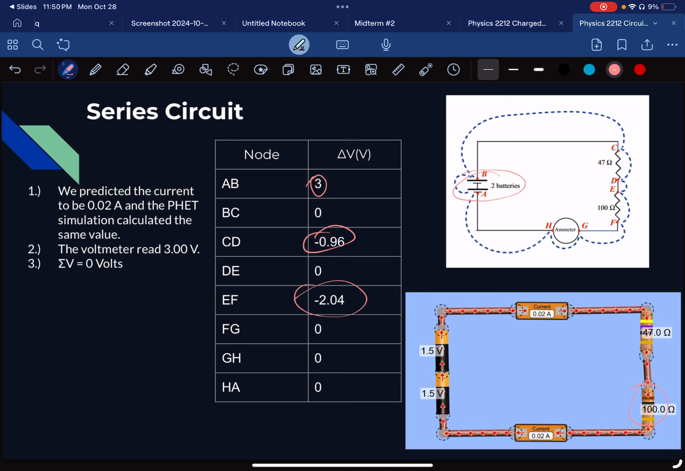Of course, the sum of the electric potential is 0 volts, showing our conservation, our loop rule. And additionally, we predicted the current to be 0.02 amperes using equations we've learned in the course, and the PhET simulation calculated the same value as shown in our ammeters.